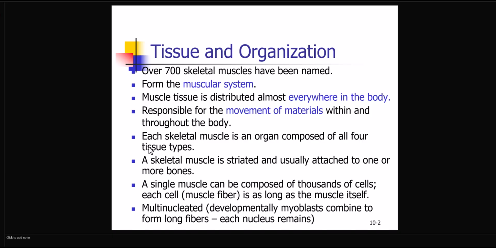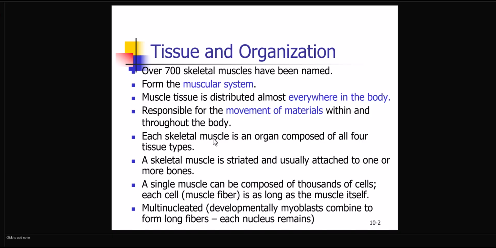Just briefly, there are over 700 skeletal muscles in your body that have been named. All of these muscles make up your muscular system, and they are all over the body. You can consider muscles the organs of the muscular system. Of course, we're moving things. In addition to moving our skeleton, we're also, with the help of the cardiac muscle, moving blood through our body. And with the help of the smooth muscles, we're moving digestive products, for example, through the digestive system.